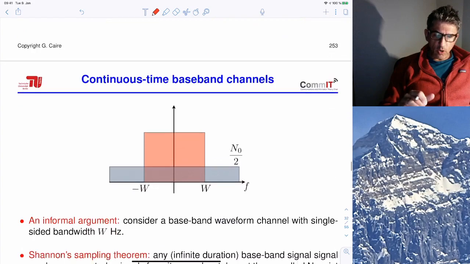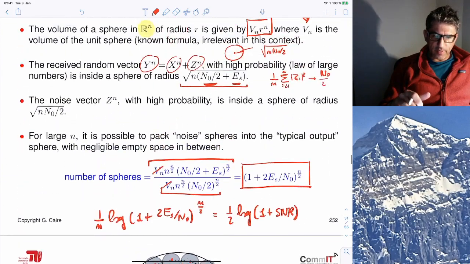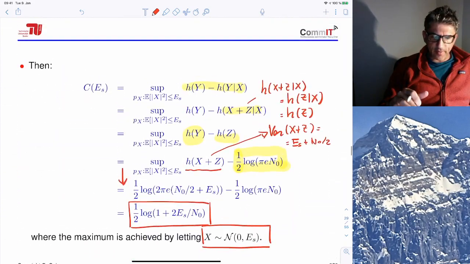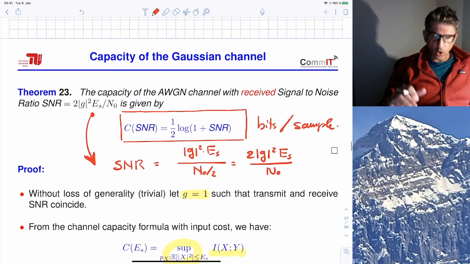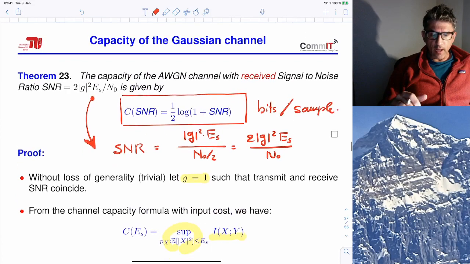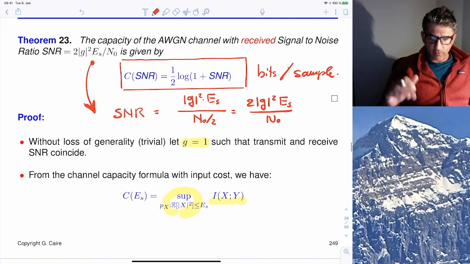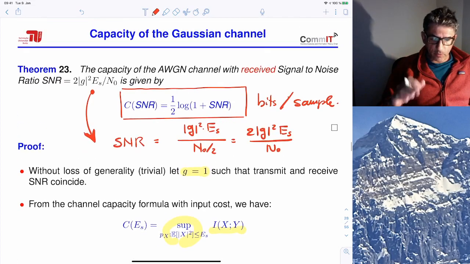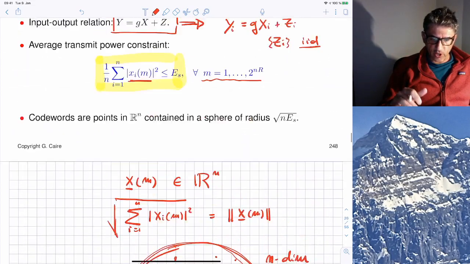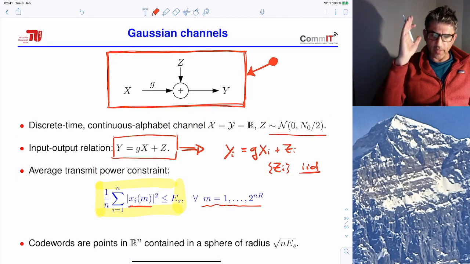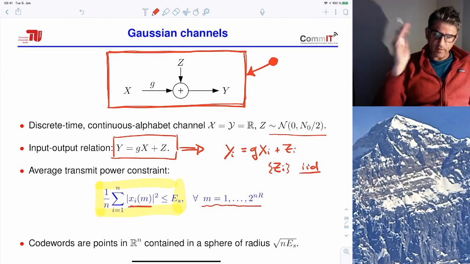Good. So this is basically the so-called discrete time continuous alphabet additive Gaussian noise channel. Discrete time because, as I said before, the channel use here corresponds to sending a signal sample, so a real number, and receiving a real number.